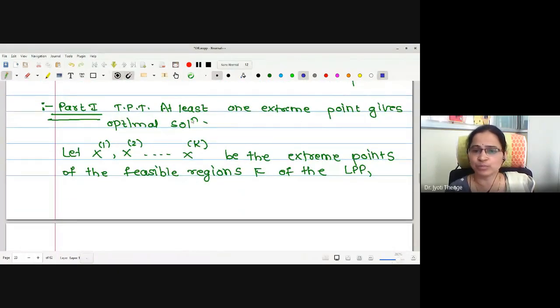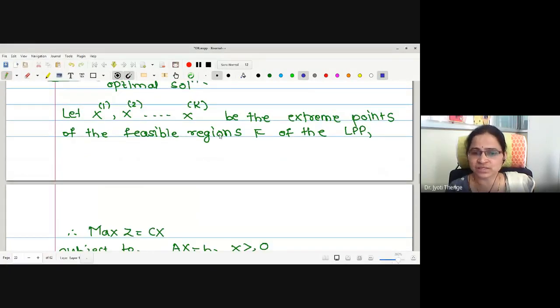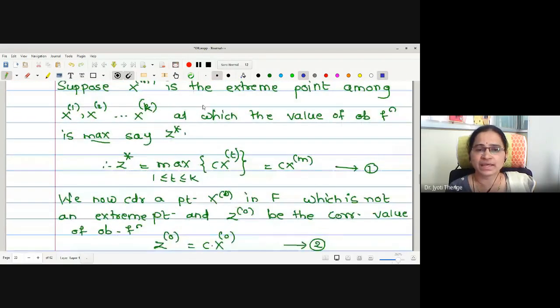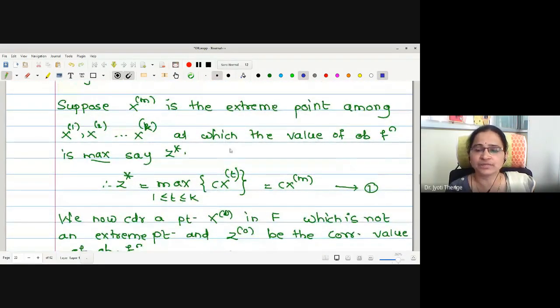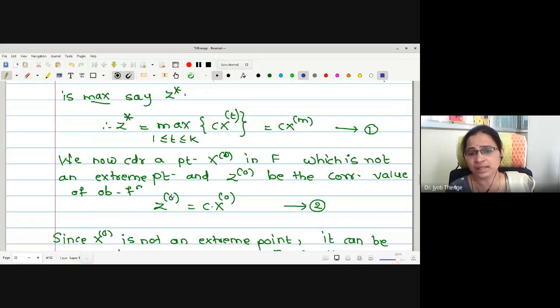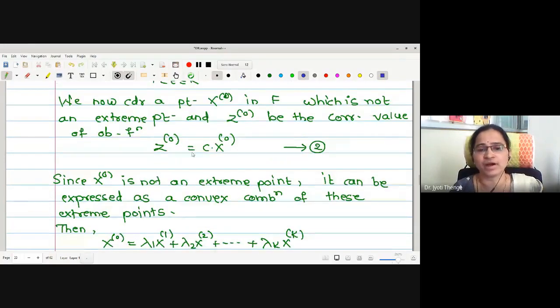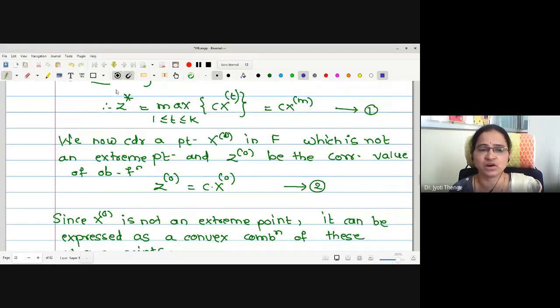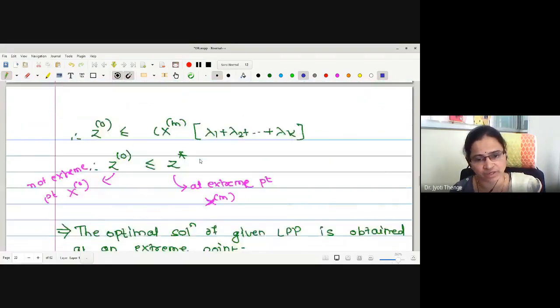Therefore, in part 1, we have proved that at least one extreme point gives the optimal solution. For this, we assumed some k extreme points. Okay, and xm be the extreme point among these at which we assumed the value is say z star. Then we assumed some point which is not extreme, say x0, and found the value of the objective function at this point, say z0. Now the aim is to get the relation between z0 and z star, and to prove that z0 is less than or equal to z star. If z0 is less than or equal to z star, it will prove that the optimal solution occurs at an extreme point, and that we have done.